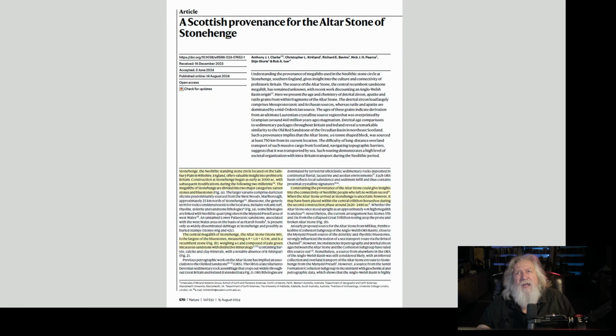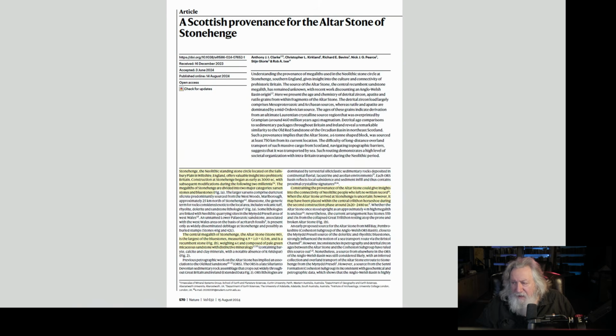Okay, so, yeah, I think I said 25 miles, so this would be less. 25 kilometers would be a little bit, probably around 15 or 16 miles, somewhere in there. Okay, and the blue stones, the generic term for rocks considered exotic to the local area, includes volcanic tuff, rhyolite. I think rhyolite and dolerite are the dominant rock types in there, and sandstone. So there's some sandstone mixed in with it. Some lithologies are linked with Neolithic quarrying sites in the Preseli area of West Wales. So that's where they would have come from.